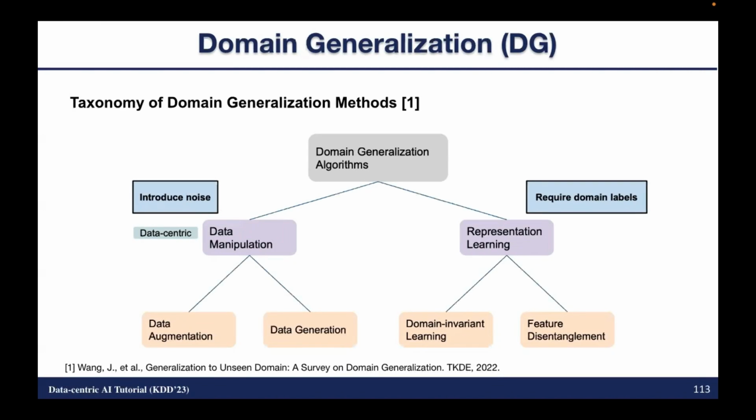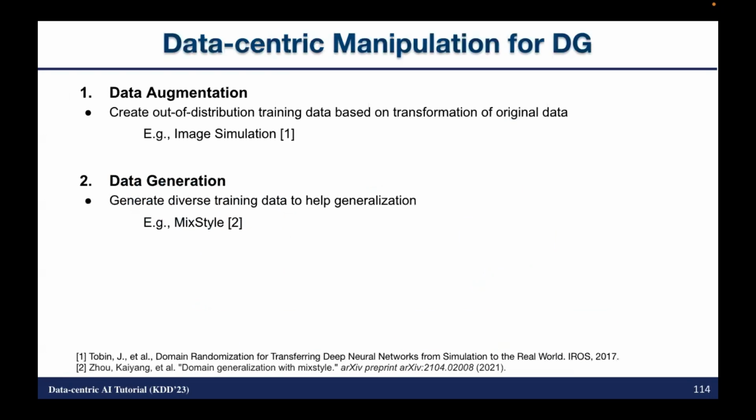Data manipulation is a data-centric method, which is the focus of our talk here, while representation learning focuses more on the model level. There are two subcategories in data manipulation. The first is data augmentation, and the second is data generation. We will introduce these two methods in the following slides.